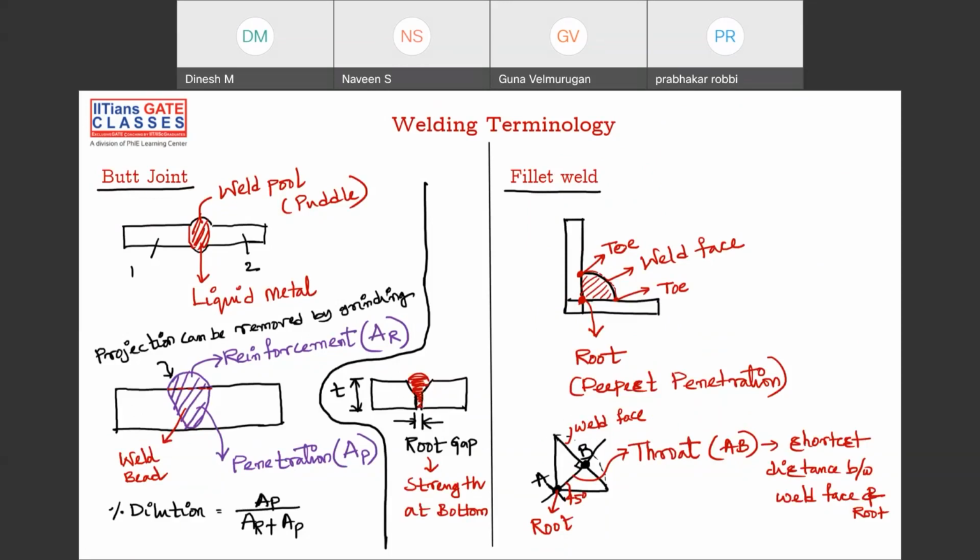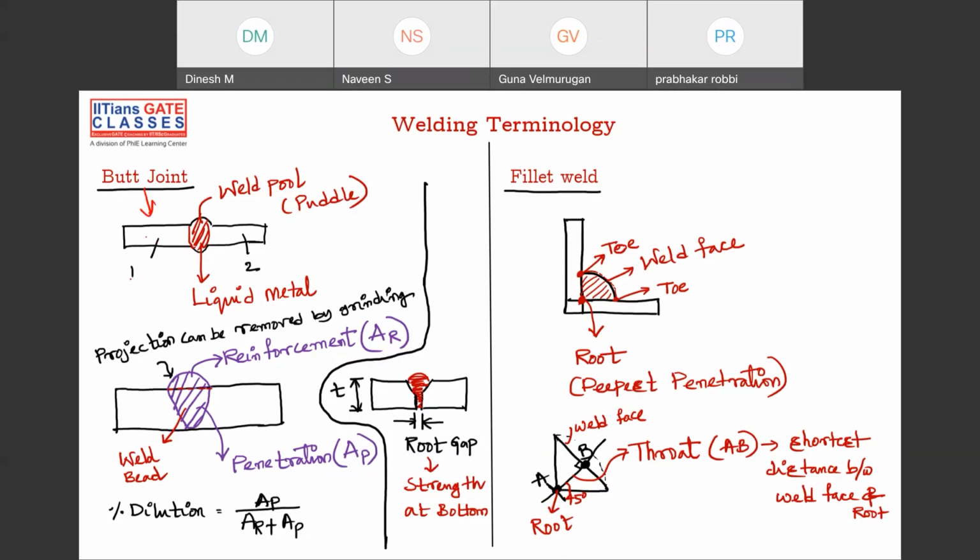welding sections. In welding, there are some geometrical aspects which will come into play, so we have to know and understand the terminology as well, right? So let's discuss that. If you see here, this is the butt joint.